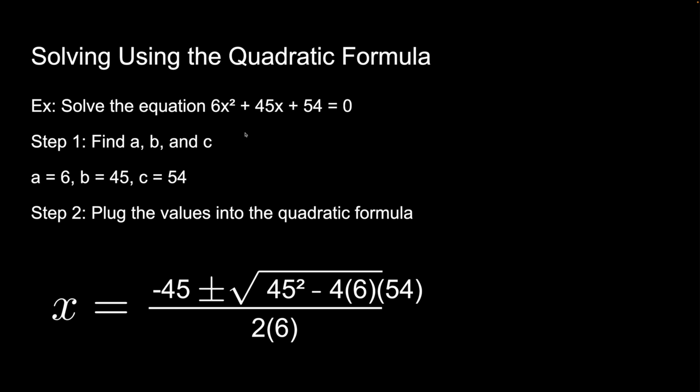So in this case, we need to solve the equation 6x squared plus 45x plus 54 is equal to 0, or find the values of x that satisfy this equation. So the first thing we need to do is to find a, b, and c. So a is 6, b is 45, and c is 54.